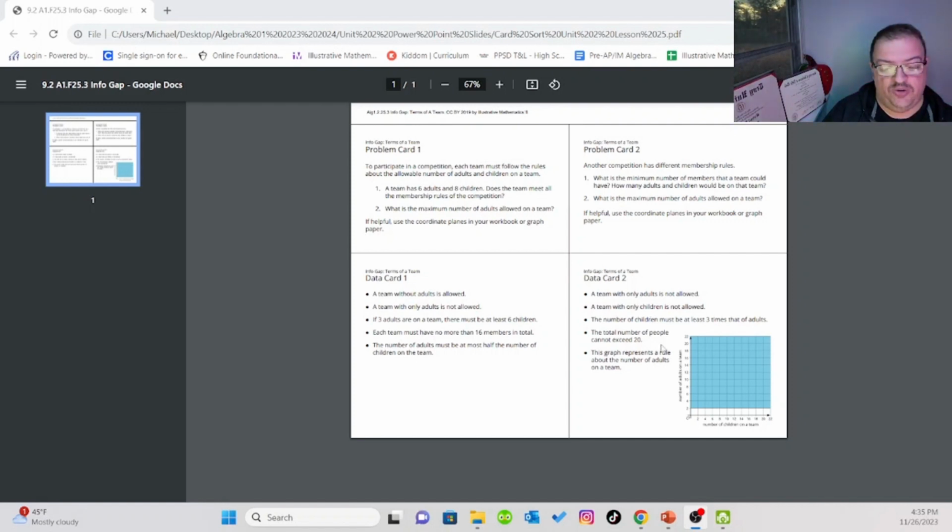The total number of people cannot exceed 20. A plus C must be less than or equal to 20. And then using the graph, we see that A must be greater than or equal to 2. So all of the rules on both data cards could be written as inequalities.